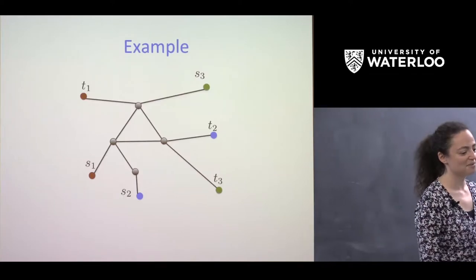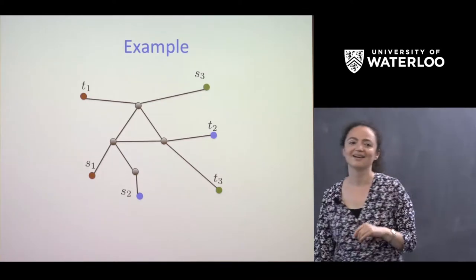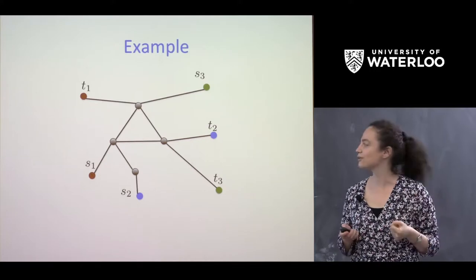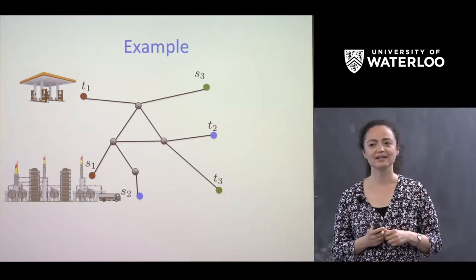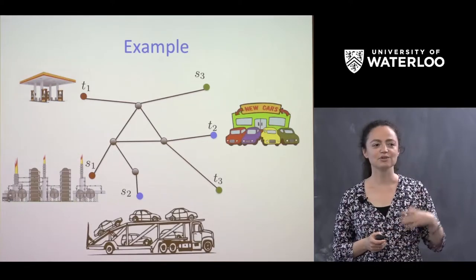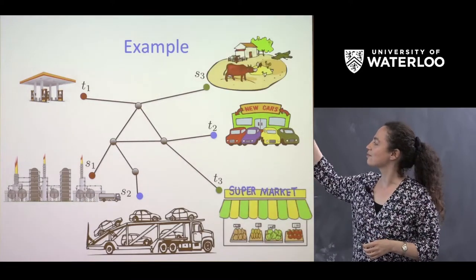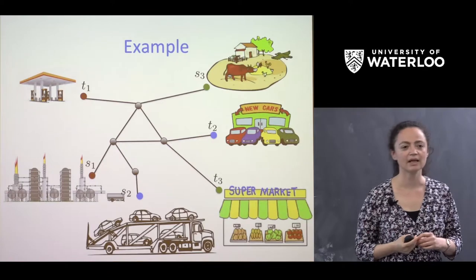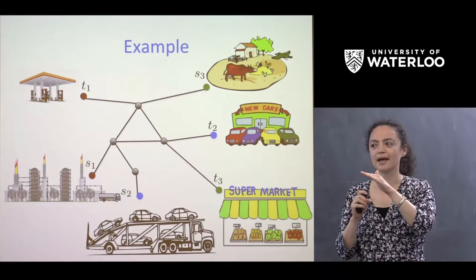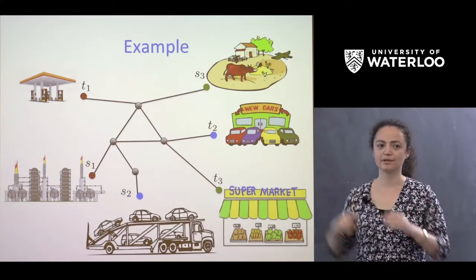So here is a quick recap of what a multi-commodity flow problem is. You have a graph. You have s_i, t_i pairs, and the way to think about it, you have commodities that you need to ship from different points to different points. So there could be oil that you want to send from an oil refinery to a gas station, and there are some cars that you need to move from a car factory to a car dealer, and maybe there is produce that you want to send from a farm to a supermarket. Each one of them is not just one truck, it's a whole flow of trucks going and going and going. And you don't need to select just one path for them. You can decide, I'm going to send some of them here, and so on.